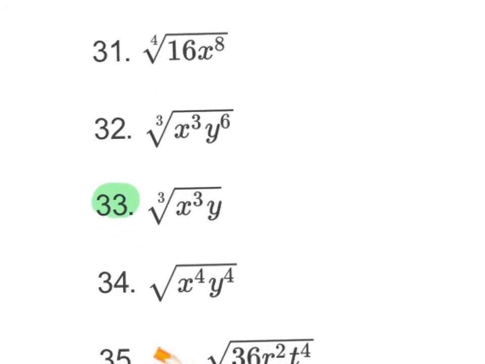This one's super easy. Look at this. It's the cube root. So I have the cube root of, I have 3 x's and 1 y. What can I take out? 3 x's. I can take out those 3 x's. It's just one group that I take out. And what stays left over? Y. So it's x times the cube root of y. That's it.